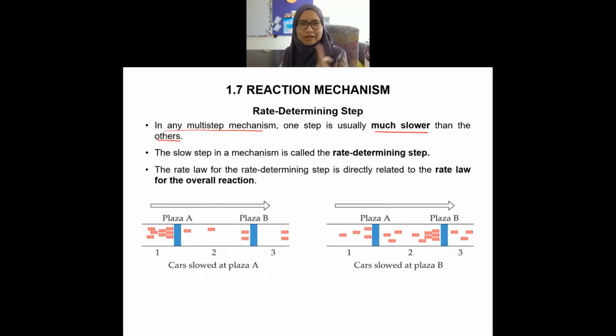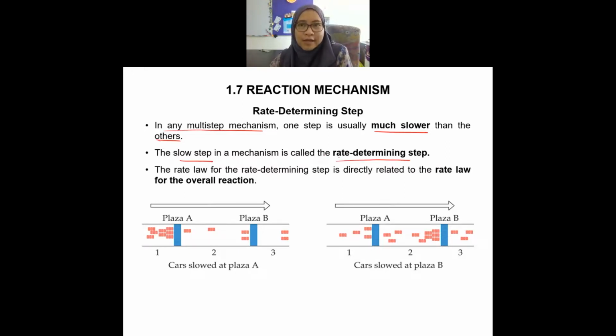Banyak sangat contoh lah dalam adik-beradik kita pun kan. Dalam ramai-ramai tu mesti akan ada seorang yang take his ataupun her own sweet time nak bersiap. Orang nak cepat, dia suka-suka lambat. Okay, masing-masing. Macam tak ada hal, tak ada kena-mengena dengan orang lain. Bukan jentik dahi dia baru tahu. Okay, dia suka hati dia chill. So itu melibatkan orang lain, menyusahkan orang lain. Contohnya lah. Okay, so the slow step in the mechanism is called the rate determining step.